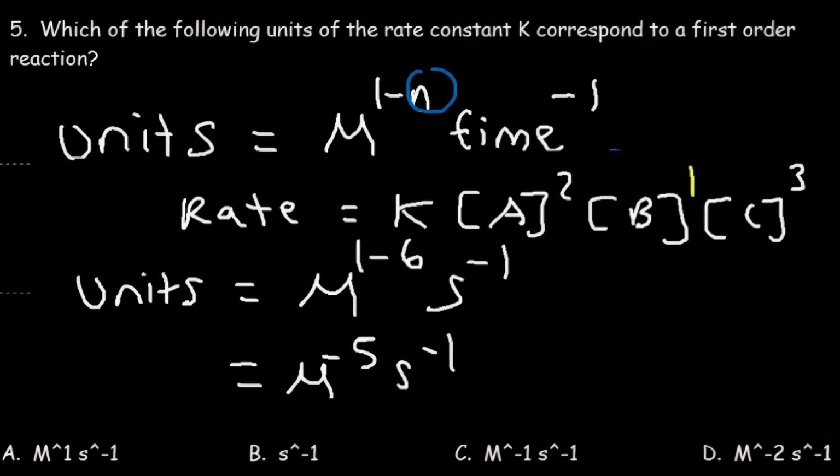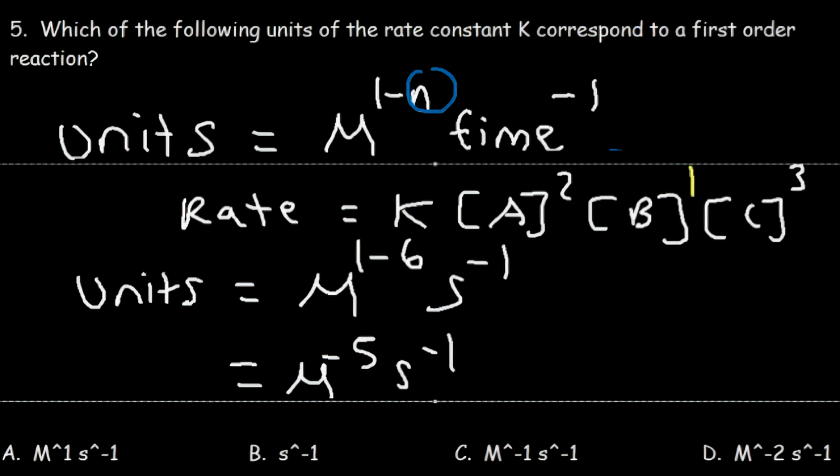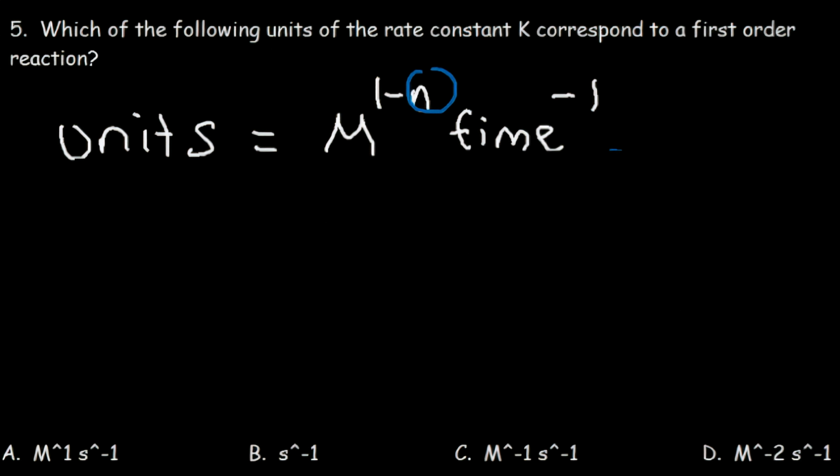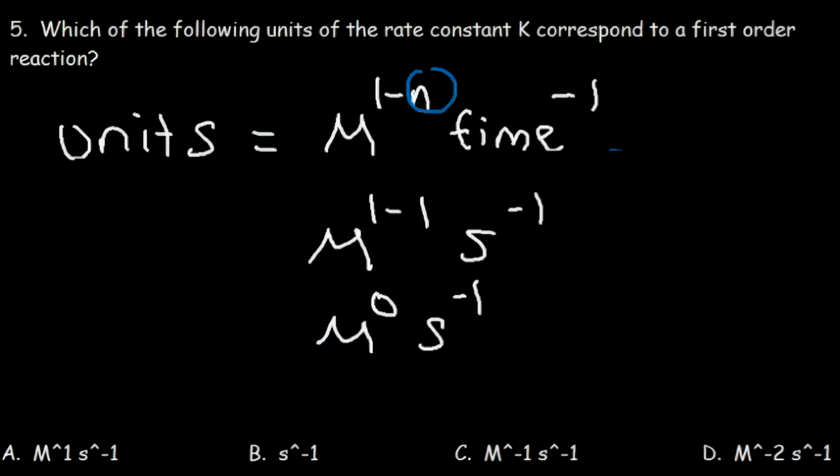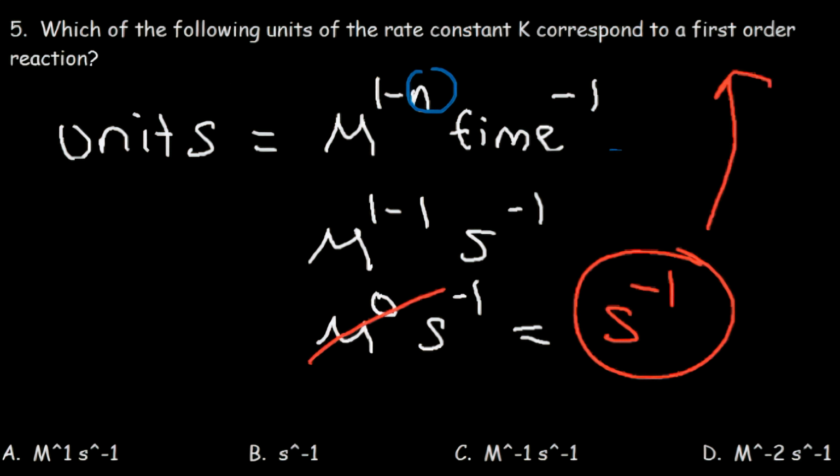So in the case for our problem, using the equation, it was first order. So if we plug in 1 for n, it will be 1 minus 1, s^-1. So 1 minus 1 is 0, so it's M^0 s^-1. And anything raised to the 0 power is 1. So this is equal to s^-1 for a first order reaction.